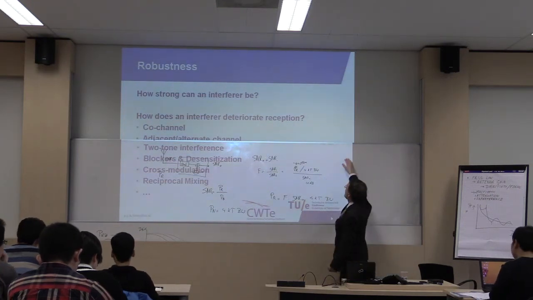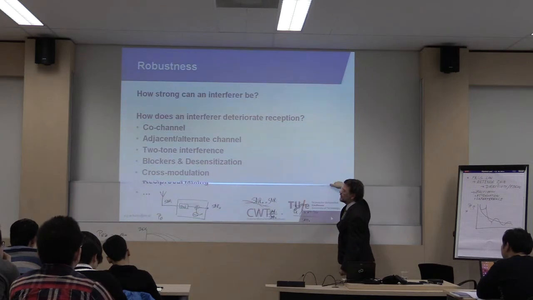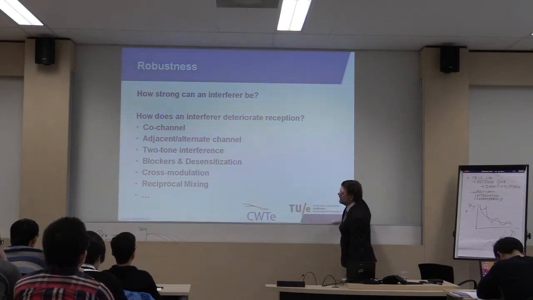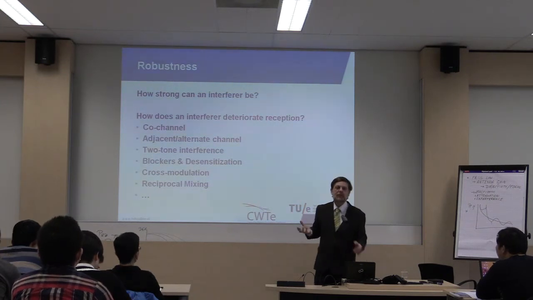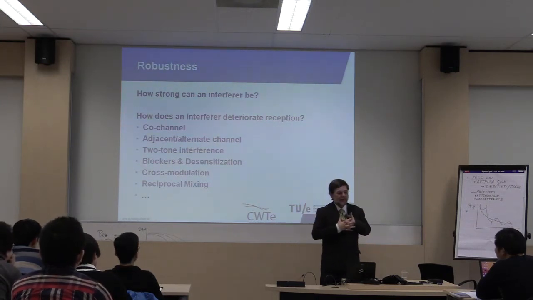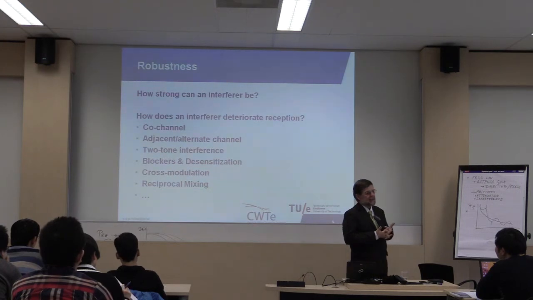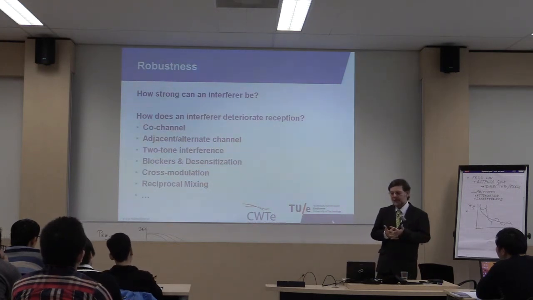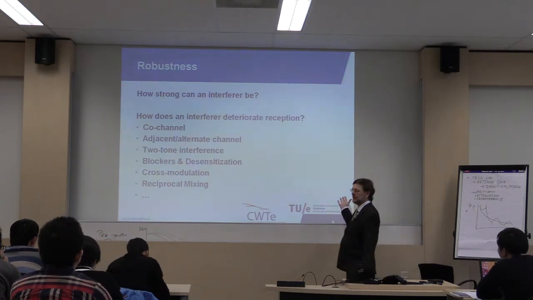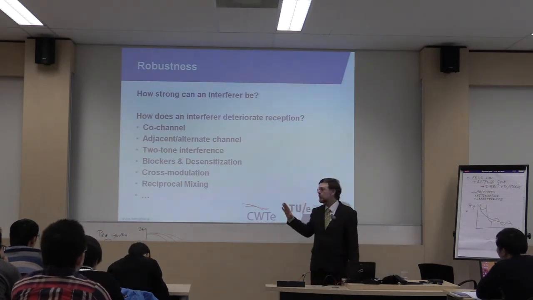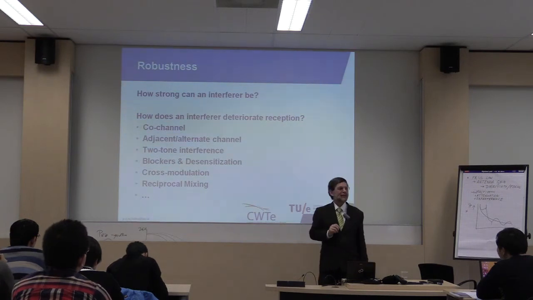Next question then. Okay, we have now a good handle on sensitivity. We know how to specify it. We know what the limit is. Let's think about interferers. Can we handle that in the same way? And so the first question is, in a similar way as for sensitivity, can we define what the strongest interferer can be?